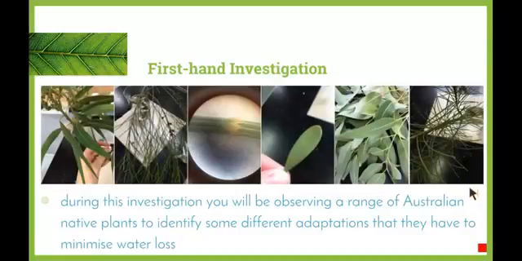So you'll be doing a first-hand investigation to have a look at a number of those different adaptations that we've just talked about. There will be a range of Australian species available for you in class, as well as hand lenses and microscopes, where you'll be able to observe and identify some of the different adaptations that we've talked about in this video to minimise water loss.